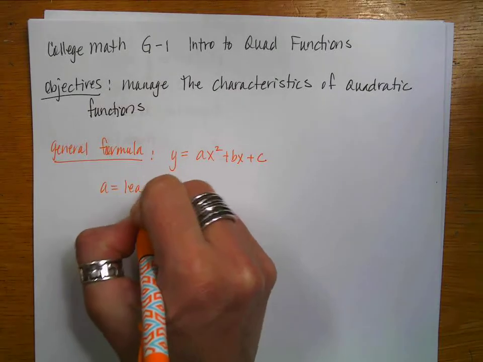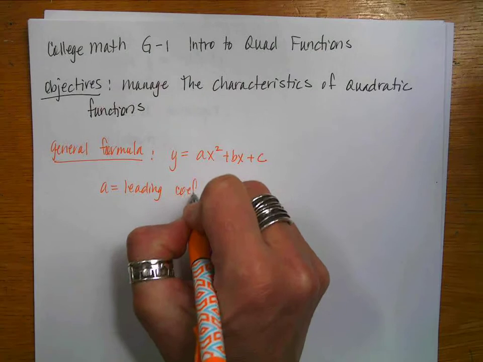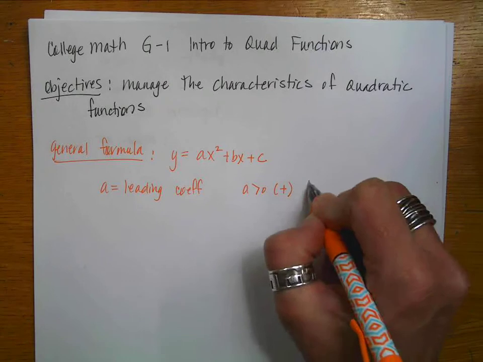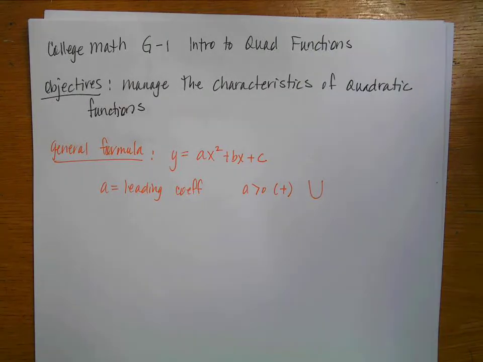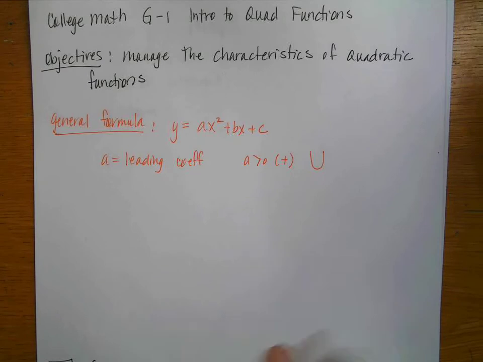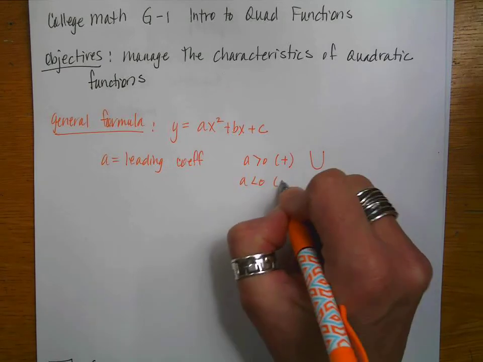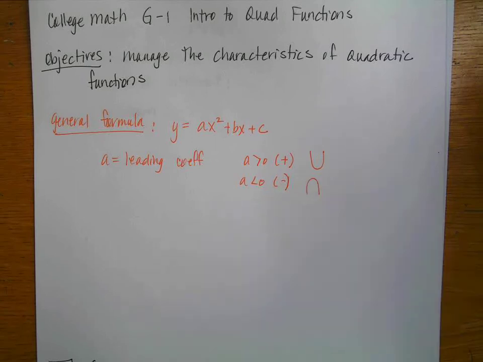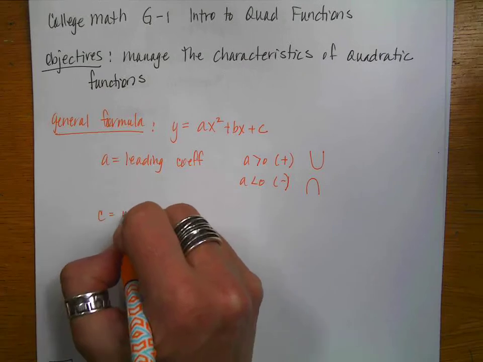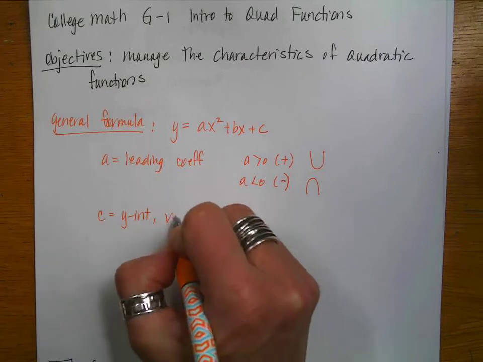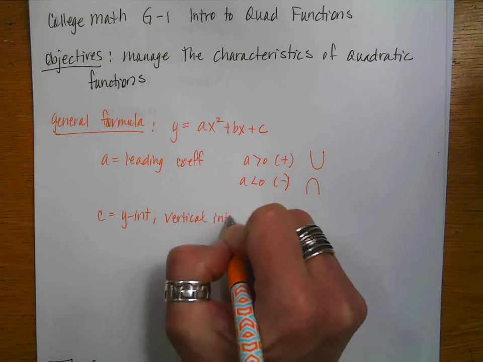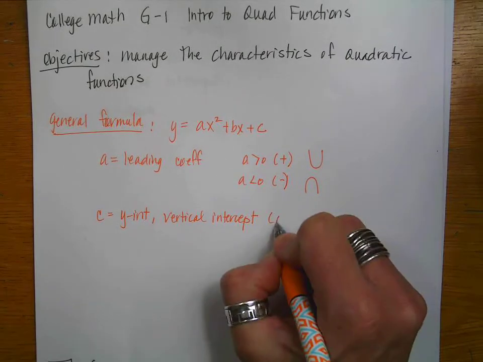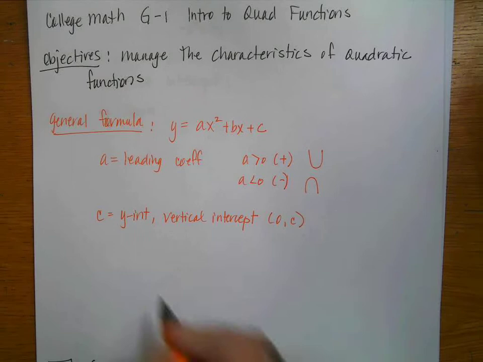A is called the leading coefficient. If a is greater than 0, meaning that a is positive, then our parabola or quadratic function is going to point up. If a is less than 0 or negative, it means that our parabola is going to go down. C is going to be the y-intercept, or as this book calls it, the vertical intercept. Your coordinates for that would be 0, c.